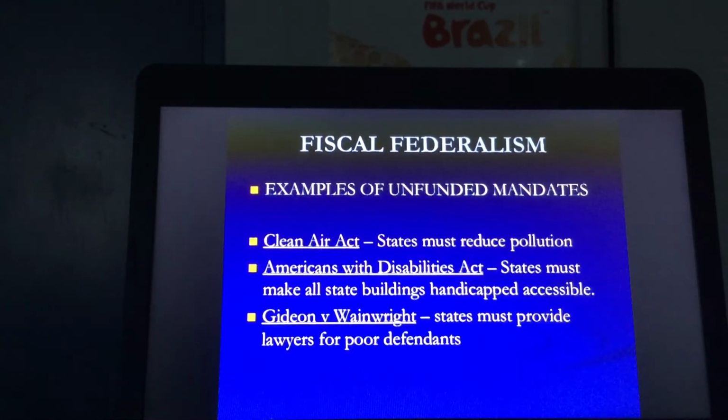And then Gideon v. Wainwright is also an unfunded mandate, but this is not from Congress, but from the Supreme Court. States have to provide lawyers for poor defendants. And so that came out of the state budget. States had to find money to pay public defenders to represent people who did not have their own lawyer. So those are all examples of unfunded mandates from Congress or the Supreme Court to the states.